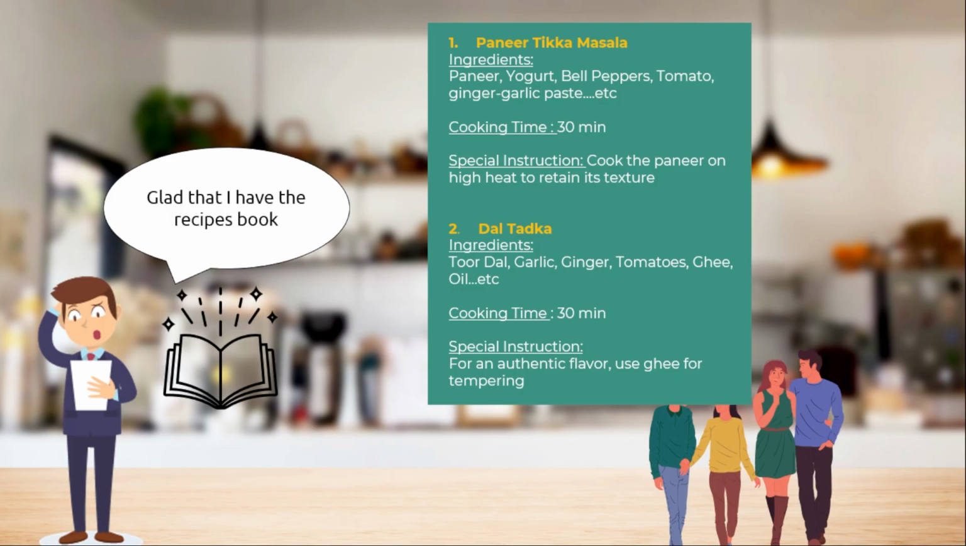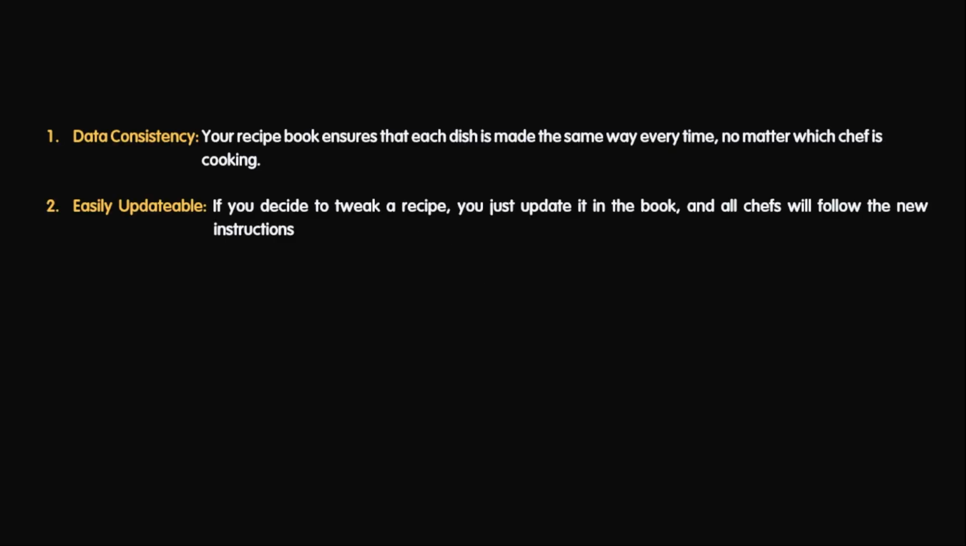So what is the use of this, right? We are going to see it on the next slide. Data consistency. Your recipe book ensures that each dish is made in the same way every time, no matter which chef is cooking. Easily updatable. So the first one is, every time you eat anything in a restaurant, you know what taste you are going to get because of past experience.